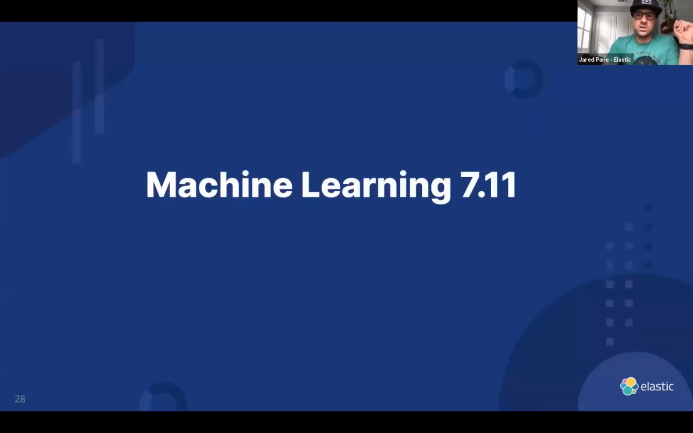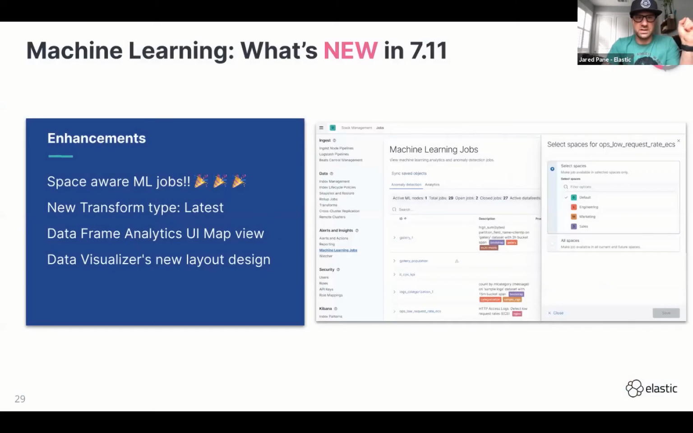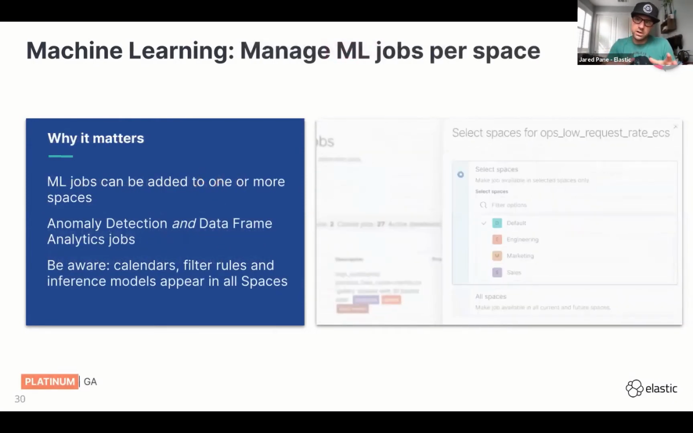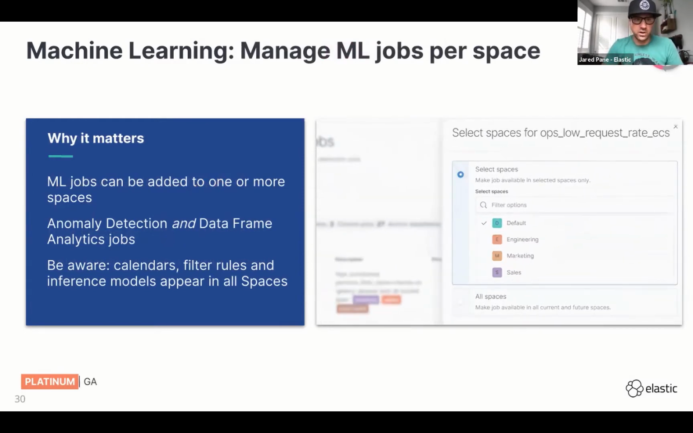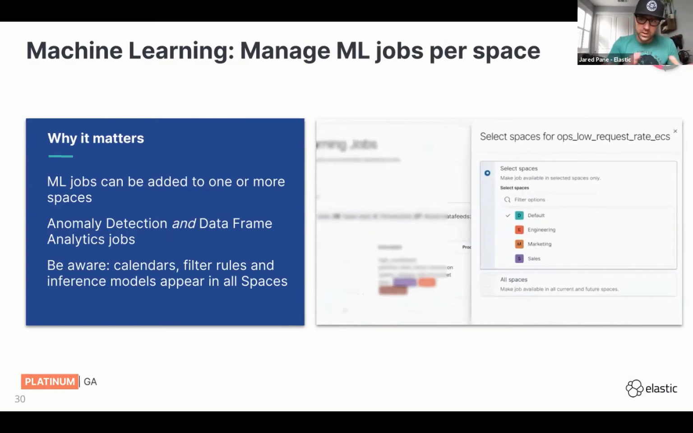All right, so machine learning. Machine learning is fantastic. So what's new in 7.11? Space-aware machine learning jobs, new transform, which is latest, which is really cool. And then data frame analytics, UI maps, and visualization. So our machine learning, we have two types. We have supervised and unsupervised machine learning. So that's what we bring directly in Kibana.